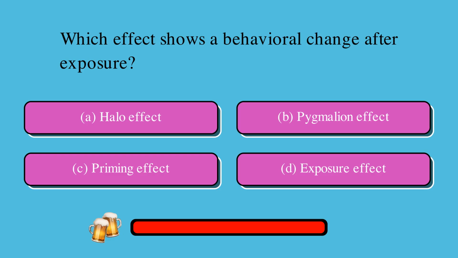Which effect shows a behavioral change after exposure? Is it A, halo effect, B, Pygmalion effect, C, priming effect, or D, exposure effect? The correct answer is D, exposure effect.